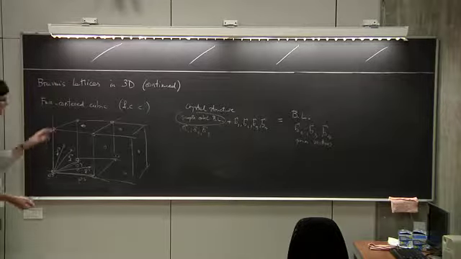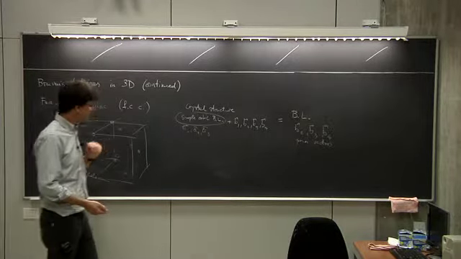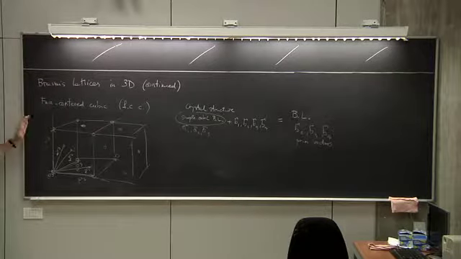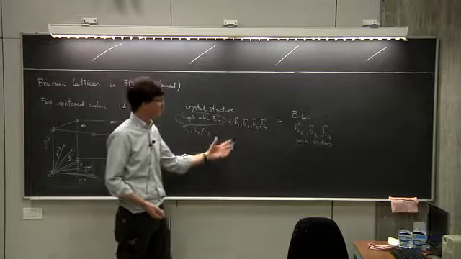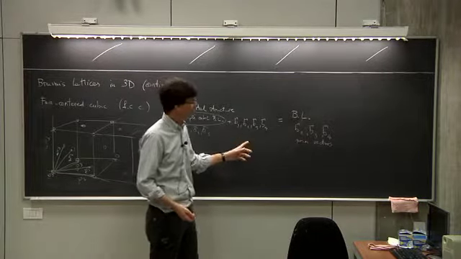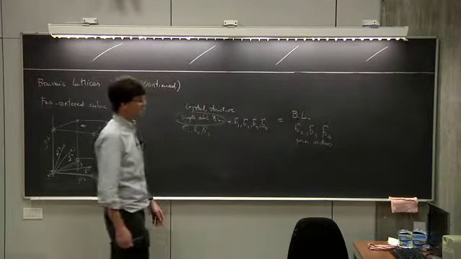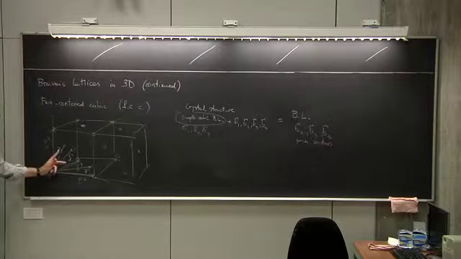Anyway, the bottom line is that the FCC lattice can be described either as a crystal structure made of a simple cubic Bravais lattice plus 4 points in the basis, or as a Bravais lattice with primitive vectors defined by B2, B3, and B4. Okay?